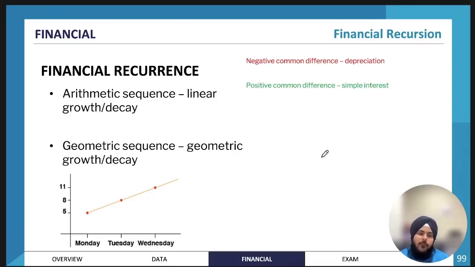Okay, so now we'll look at financial recurrence. When we're looking at financial recurrence, there can be two particular scenarios. We can either have depreciation, which is a negative scenario where the values are decreasing over time, or we can have a simple interest scenario where the values are increasing over time. Simple interest will depend on whether you have simple interest on a loan or whether it's an investment. But usually, if it's an investment, we will have simple interest, which means that the value is increasing by a certain amount every time.